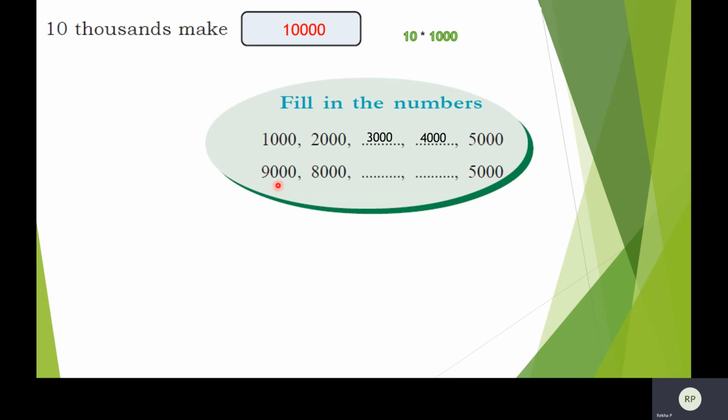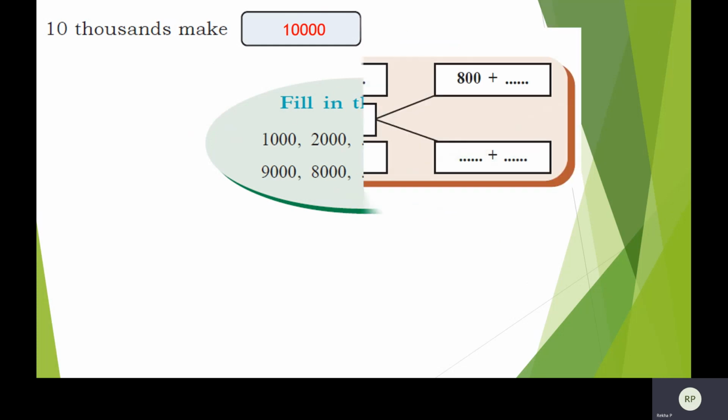Now what is the next series? This series is in descending order: 9,000, 8,000. So you have to find it in descending order. 9,000, reduce by 1: 9 minus 1 is 8. Now 8 minus 1 is 7,000. What is the next one? 7 minus 1 is 6,000. Now 6 minus 1 is 5,000. So here they have asked you to fill in the series.